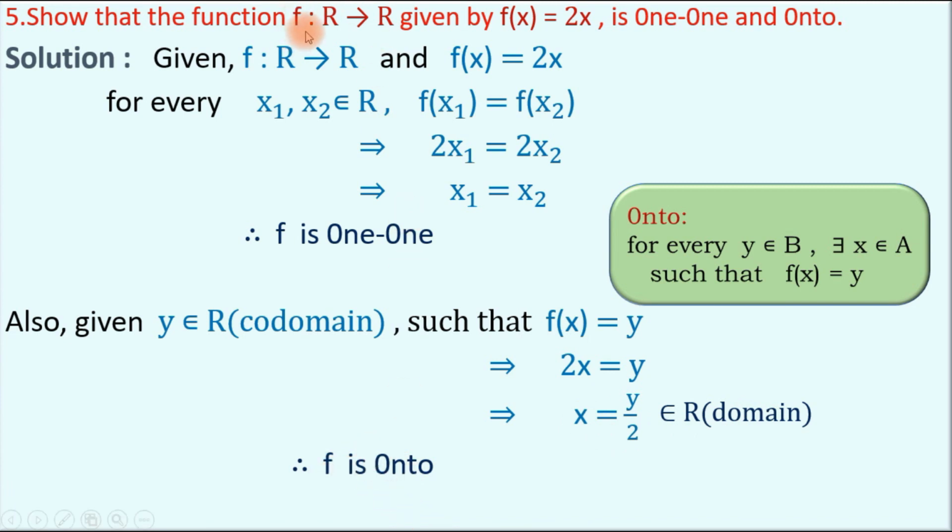Therefore, this function f from R to R given by f of x equals 2x is both 1 1 and onto. If the function is both 1 1 and onto, that function is called as bijective function.